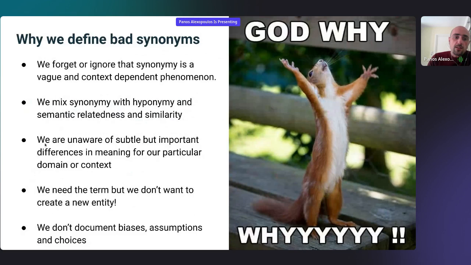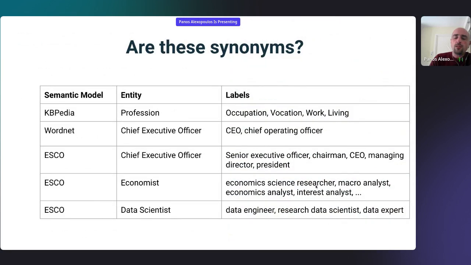A third reason is that we are unaware of subtle but important differences in meaning for a particular domain or context, so we may lack the domain expertise required. Sometimes we also need the term, but we don't want to create a new entity. And ultimately, we don't document biases, assumptions, and choices. We may have a good reason why we put this together, but if this reason is not documented anywhere, it's impossible to know just by looking at the data. So if there is no justification of why two seemingly non-synonyms are modeled as synonyms, then we need to consider them as wrong.